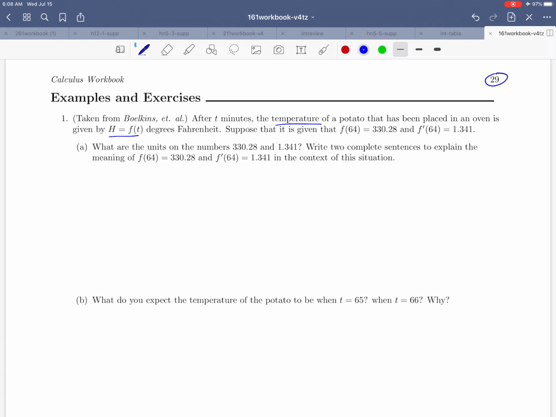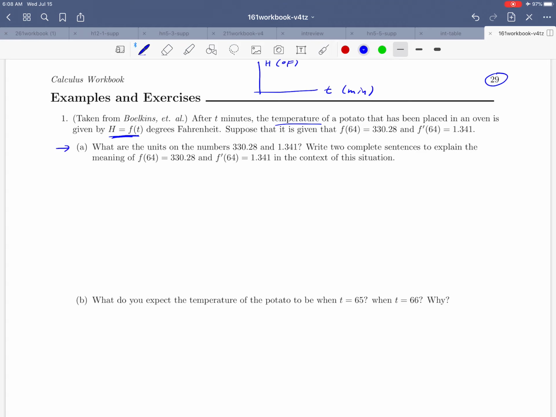Okay. Now here's another question where they don't give us a formula or a graph, but we can think generally about what a graph might look like here. Notice that in the general form of the function, we've got an input variable of t, representing time in minutes, and our output is h, temperature in degrees Fahrenheit. We'll refer to that picture as we go through the question. All right, so let's start with A here.